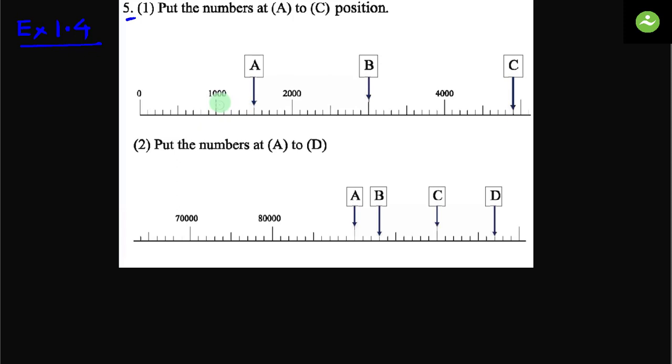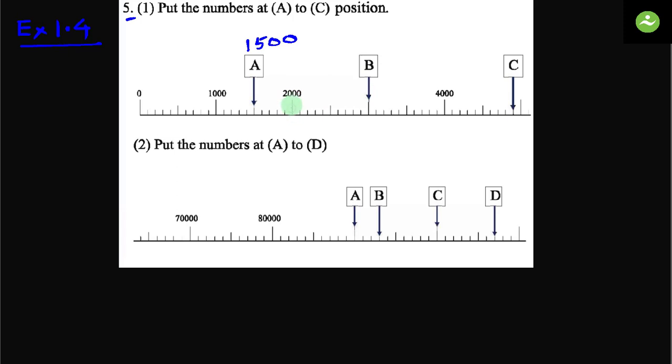And from 1000 to this mark is 500. 1, 2, 3, 4, 5. From here to 2000 is also 500. 1, 2, 3, 4, 5. So what number is at A? 1500. What number is at B?